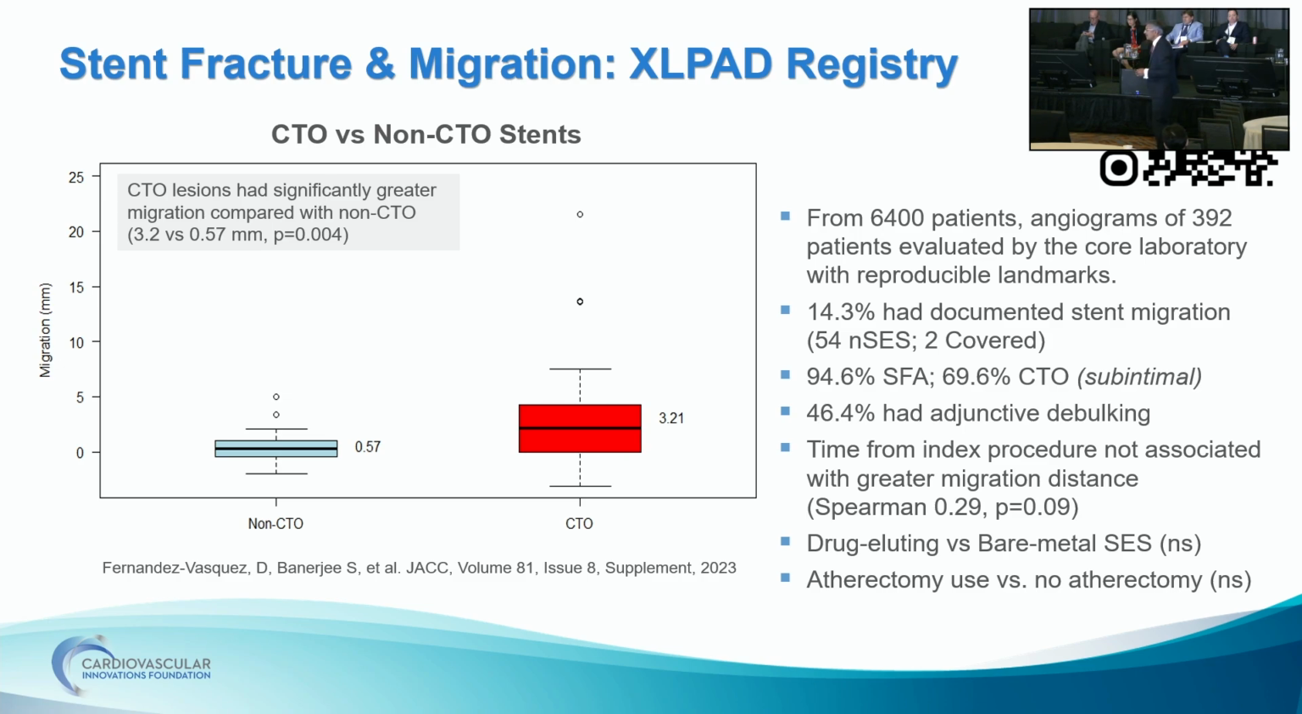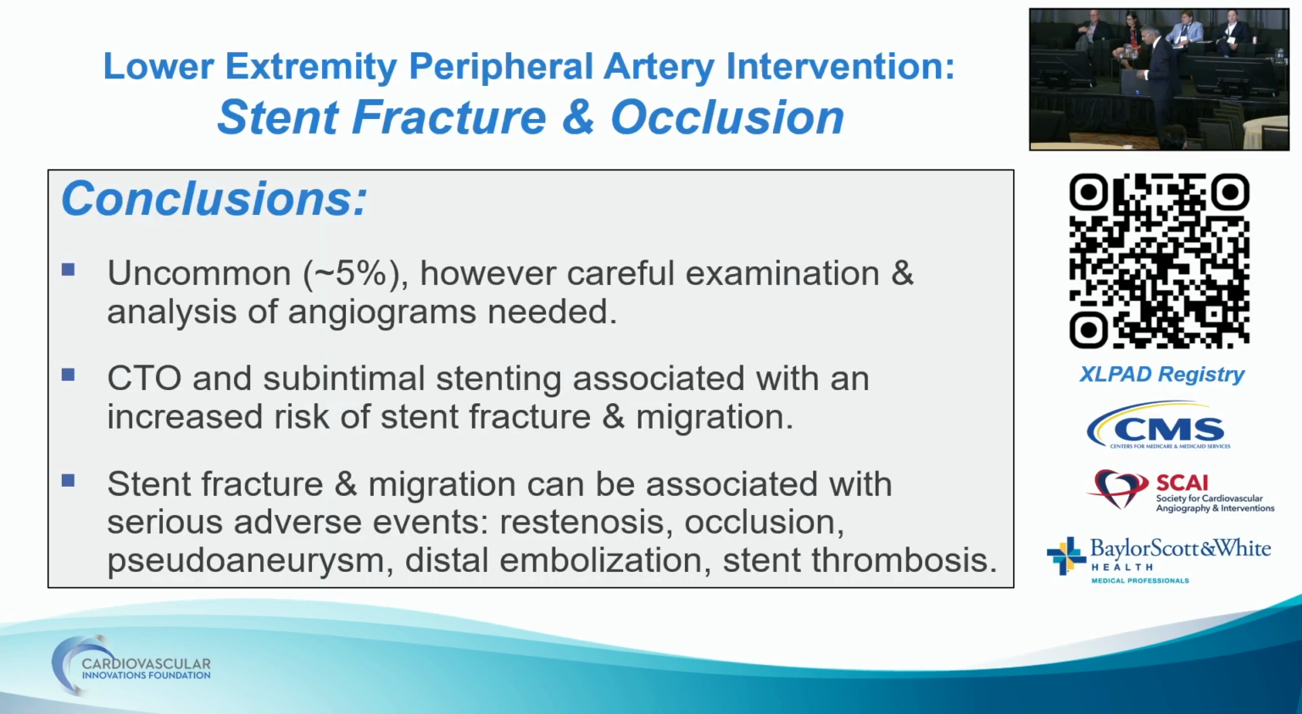So with a greater migration if the stents were placed proportionally in the subintimal space. So with this, let me draw you to the conclusion that it is an uncommon finding in caveats, quote unquote, as we do not truly know the denominator. It is thought to be approximately 5%.